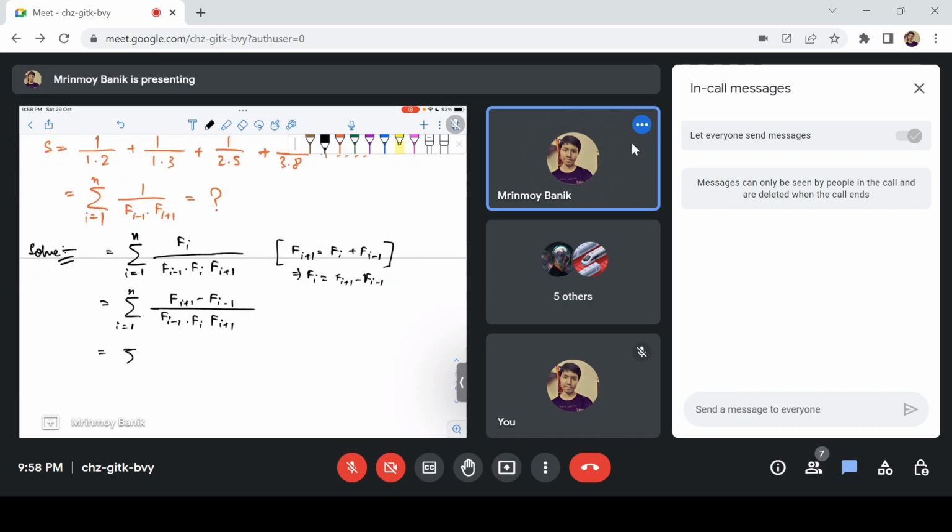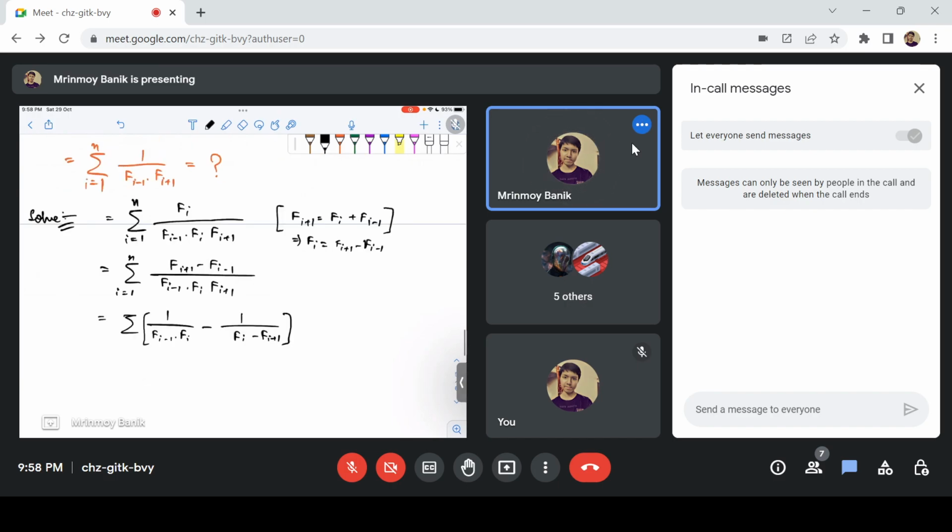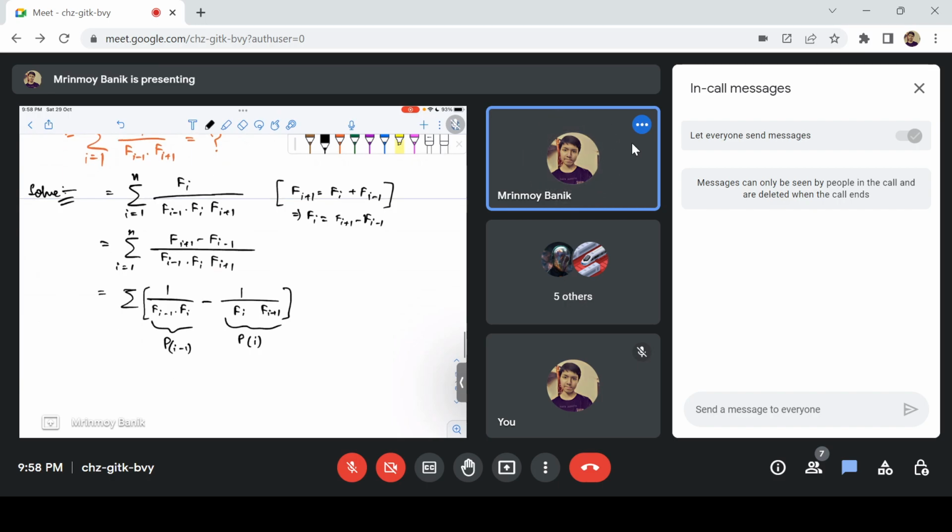Now you can see the telescope. The first term after distributing is 1 by f_{i-1} times f_i, minus the second one, in which the f_{i-1} gets cancelled, f_i times f_{i+1}. So this is p_i, and this is p_{i-1}. Or let me call this p_i and let me call this p_{i-1}. So it's from i equals 1 through n.